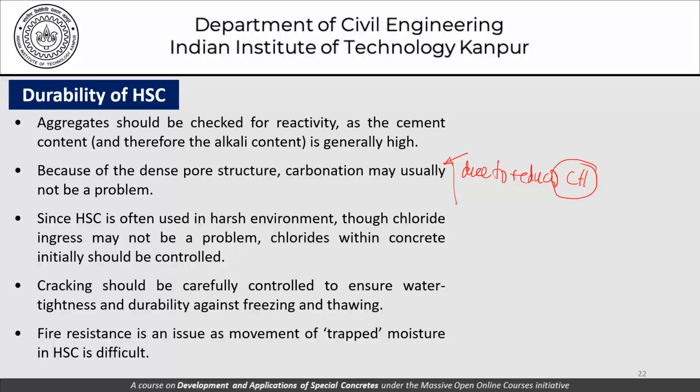Fire resistance is also an issue as far as high strength concrete is concerned, because the movement of trapped moisture is difficult, and therefore in the case of fire, high strength concrete may not be the best material compared to normal strength concrete. So we have to be a little more careful when using high strength concrete in structures which are likely to be exposed to the danger of fire.